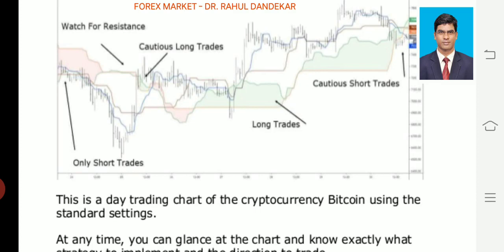Watch for resistance, only short trades, cautious long trades, cautious short trades. This is a day trading chart of the cryptocurrency Bitcoin using the standard settings.